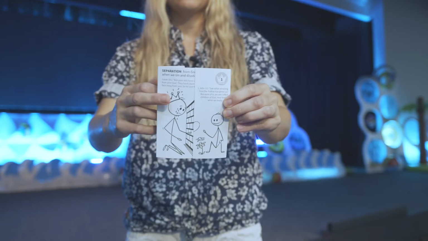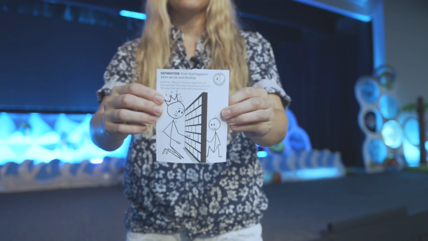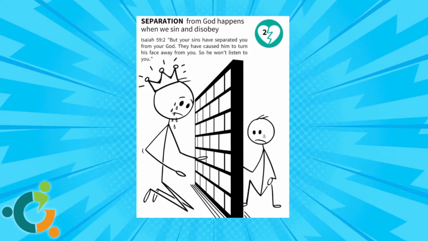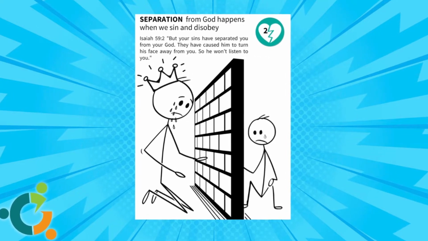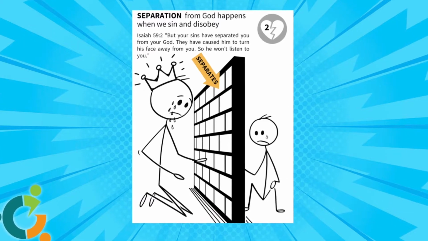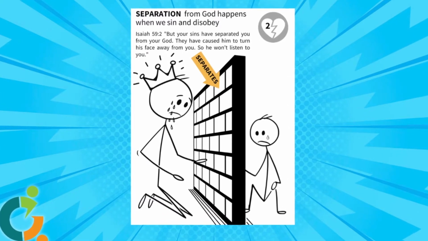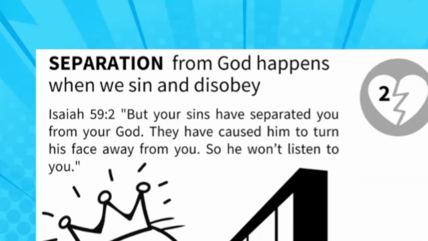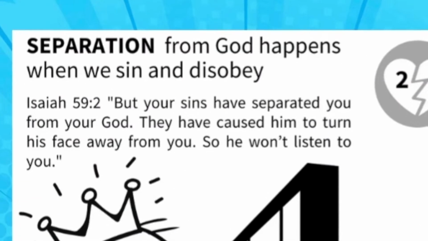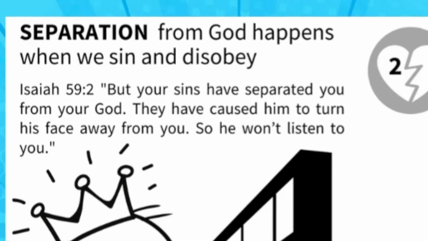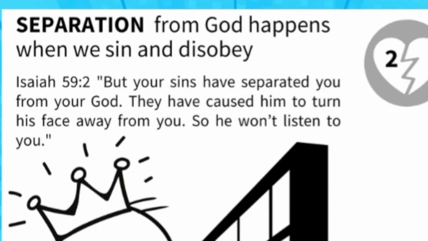But something happened and broke our relationship with God. Separation from God happens when we sin and disobey. That's what the broken heart represents. This is God and this is you, and there's a wall between you and God because sin separates you from God. And that makes you sad, and that makes God sad. The Bible says in Isaiah 59:2, "But your sins have separated you from your God. They have caused Him to turn His face away from you, so He won't listen to you."